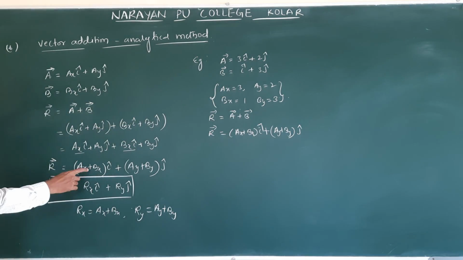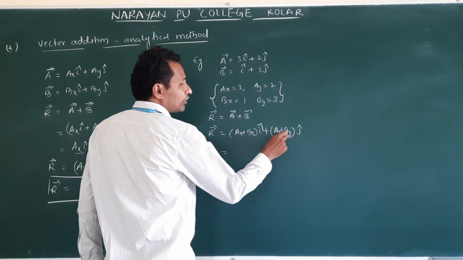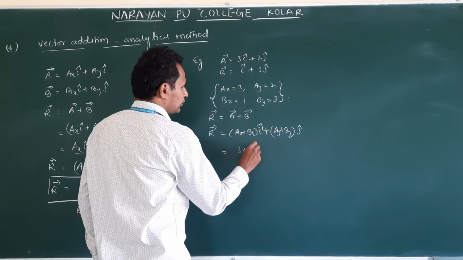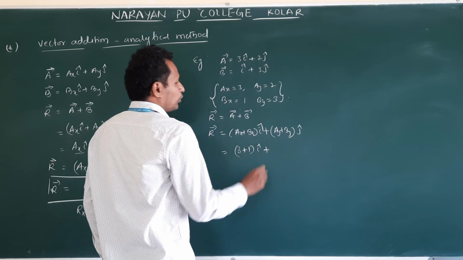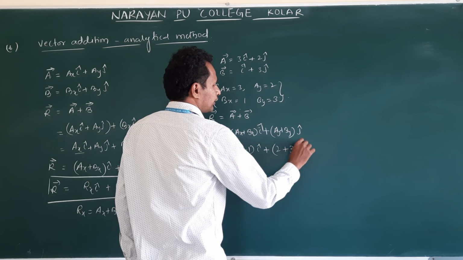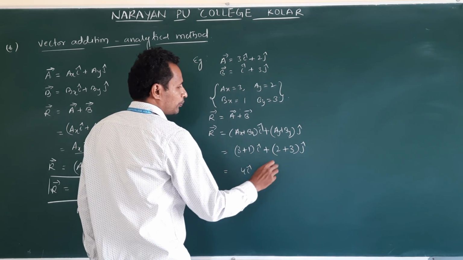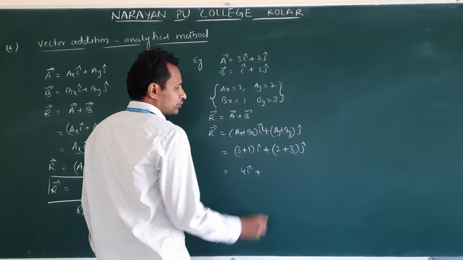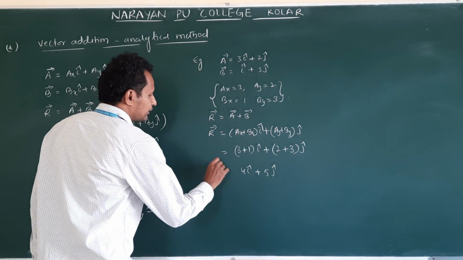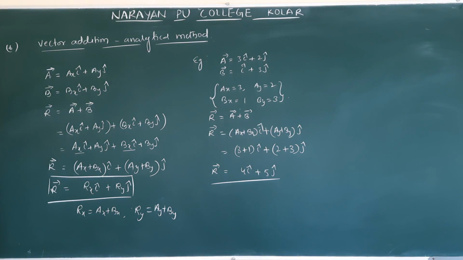Find in the addition. What are the Ax, Bx and Ay, By? Ax is 3, Bx is 1, I cap. What is Ay? 2. What is By? 3, j cap. 3 plus 1, 4 I cap plus 2 plus 3, 5 j cap. Now this is the final vector after addition.